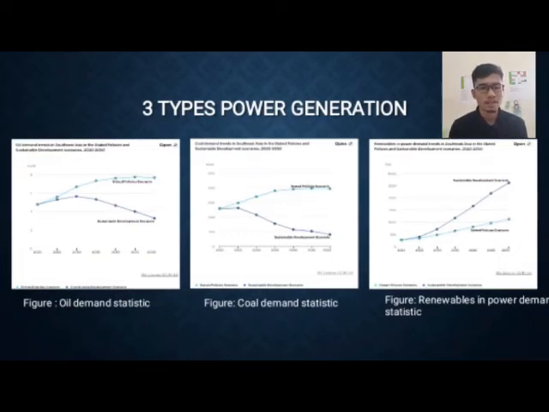As we can see in the statistics, for oil demand, the stated policy scenario increases, while the sustainable development policy scenario decreases. The same is true for coal: the sustainable development scenario decreases and the stated policy scenario increases. Not so for renewable energy, where both the sustainable development scenario and the stated policy scenario increase.